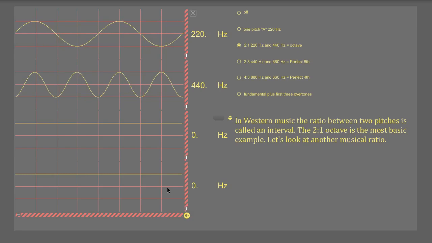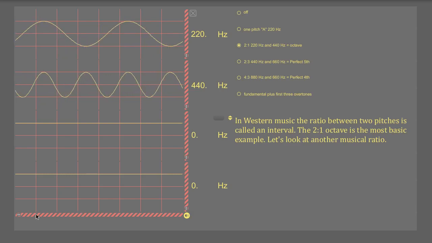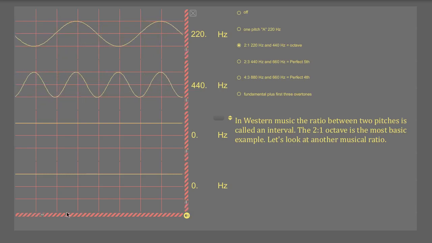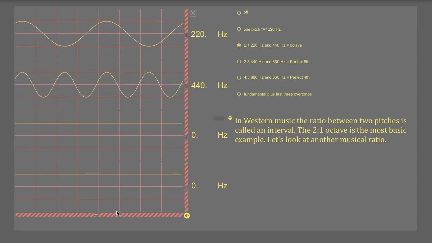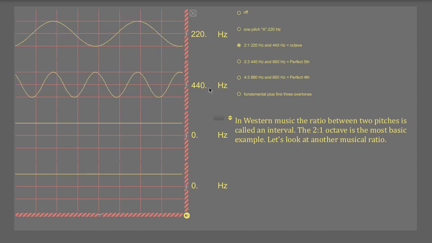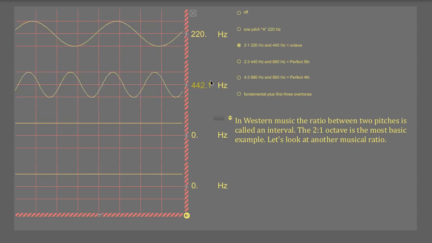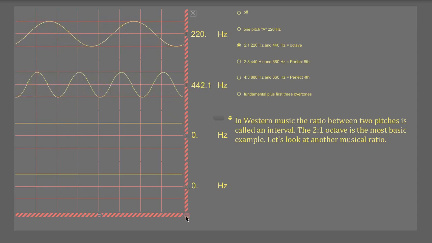In Western music, the ratio between 2 pitches is called an interval. The 2-to-1 octave is the most basic example. And I just want to point out something about this octave, which is that our ears are so sensitive that we can hear very small changes in this. So if I just change it by a couple of hertz, we see in the waveforms that it's not quite as in tune as it was before, but also we can hear with our ears that this is no longer an in-tune octave. Our ears are very sensitive.